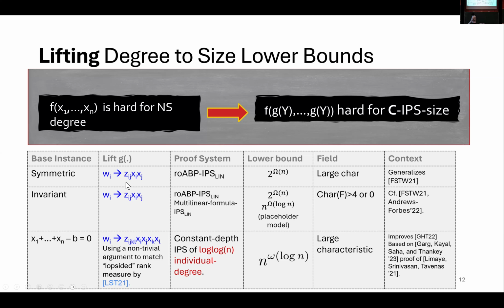Actually, it is also kind of simplified. So here are the results. So the base instance is symmetric, fully symmetric. If we lift it with this, so let's assume the variables w_i, they were x before, and now I change it to some kind of simple gadget, z_{i,j}, x_i, x_j. I have to extend also the number of variables to n choose 2. And it becomes hard for IPS where it is written as read-once ABPs over large characteristic. So it becomes exponential. This generalizes FSTW21.